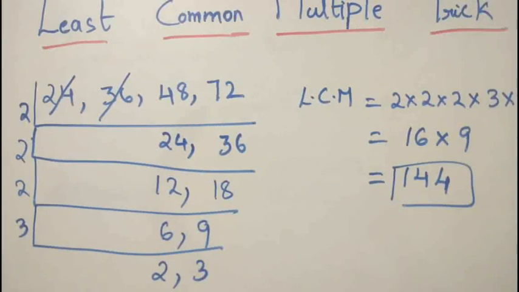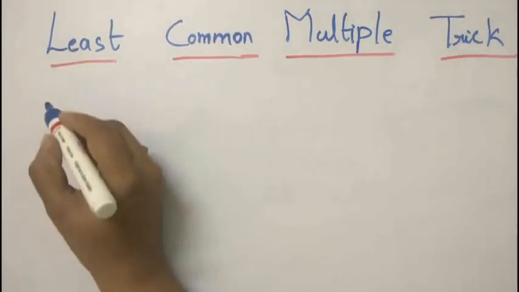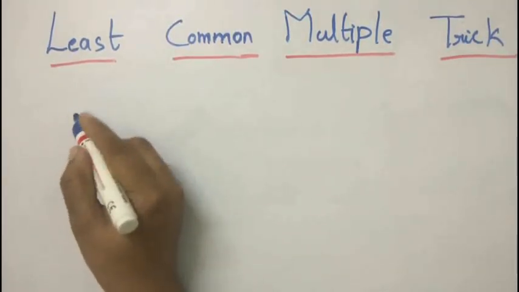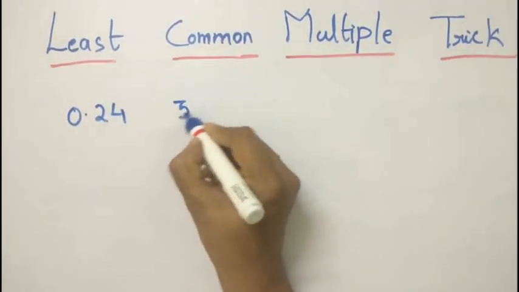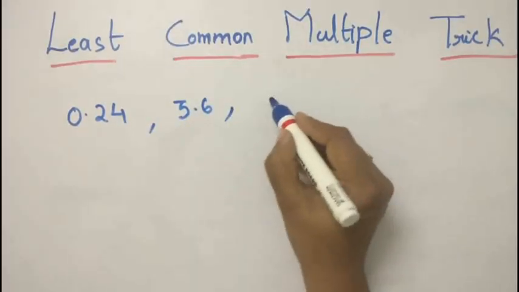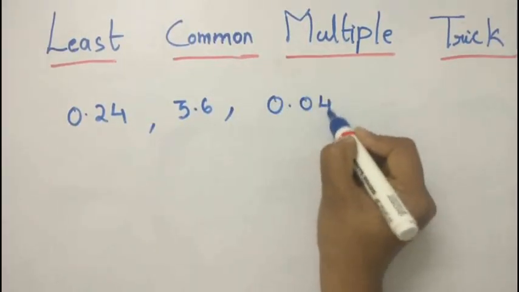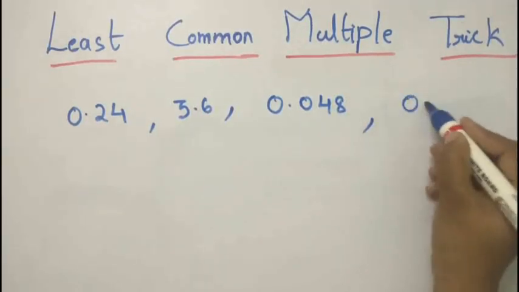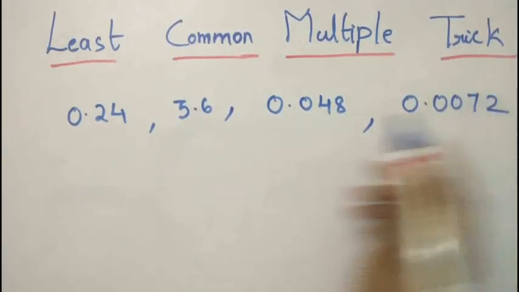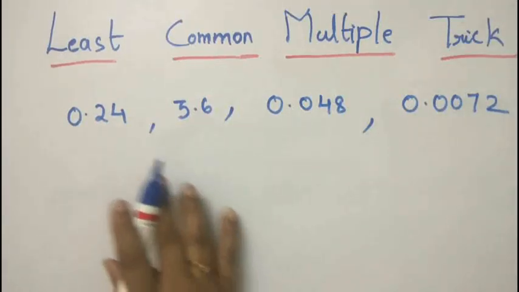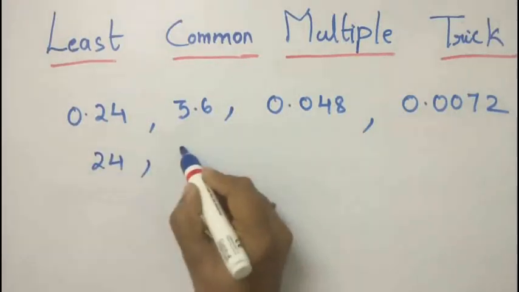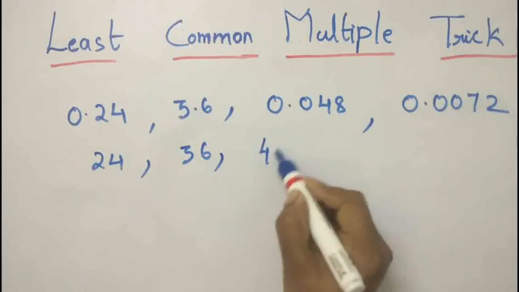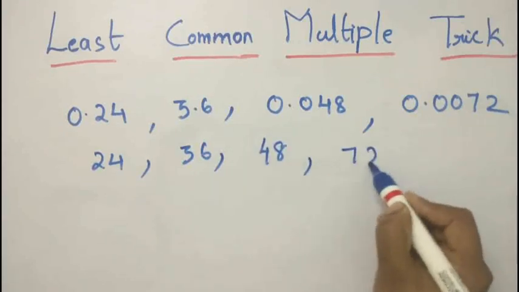Now let us go to the case of decimal numbers. Suppose you have to find the LCM of decimal numbers 0.24, 3.6, 0.048, 0.0072. Suppose these are the numbers. Now write down these numbers without the decimal point: 24, 36, 48, 72.